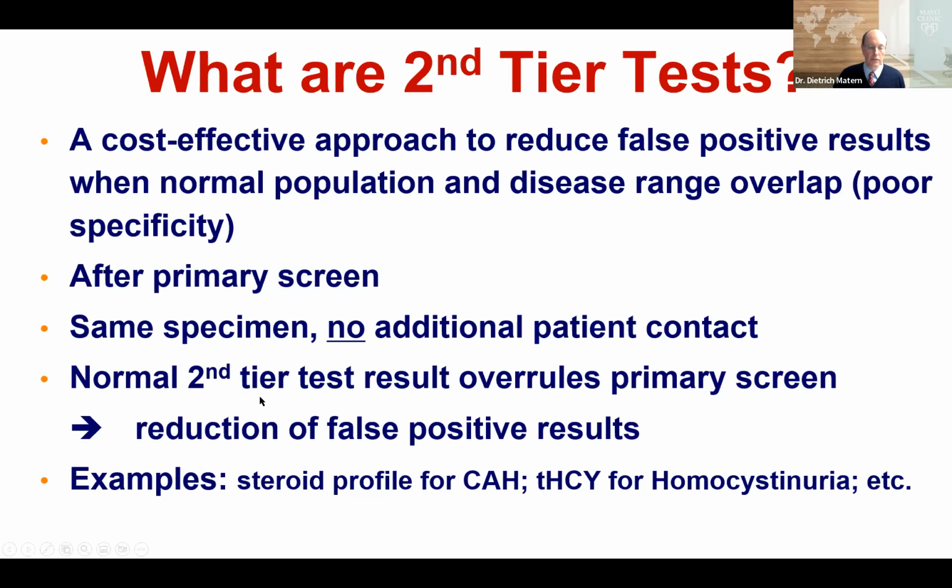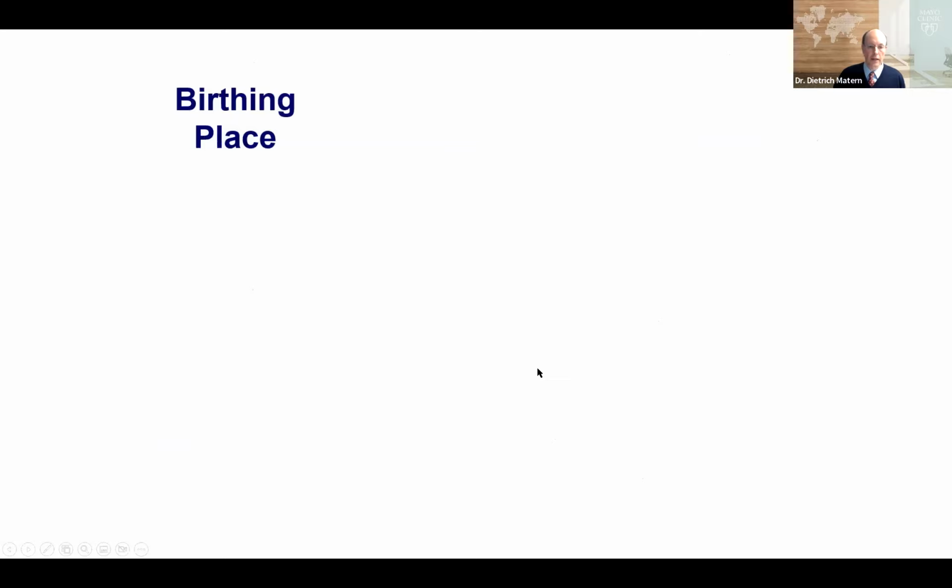And when the second-tier test result is normal, it overrules the primary screen. So it goes out as a normal screening result, and there are several other examples where second-tier tests are very helpful. So again, how does it work?